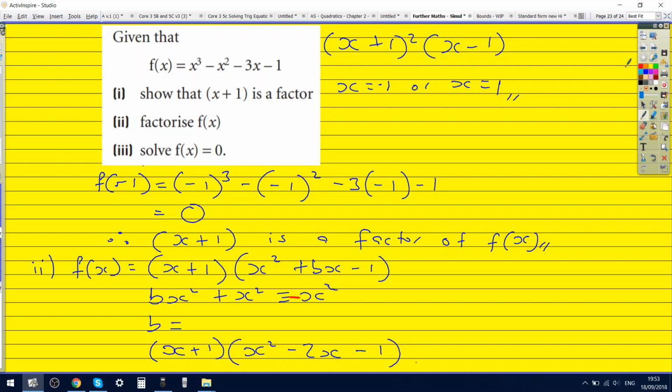So do you just leave it as that? Well, when it comes time to solve it, one solution is x minus 1, and the other one is x squared minus 2x minus 1 equals 0, and you have to solve that. It won't factorize, so you have to either use the formula or complete the square. So if I left that as my final answer for the factorizing, the x plus 1 and the x squared minus 2x minus 1, that would be fine. For part 2, that's the final answer.